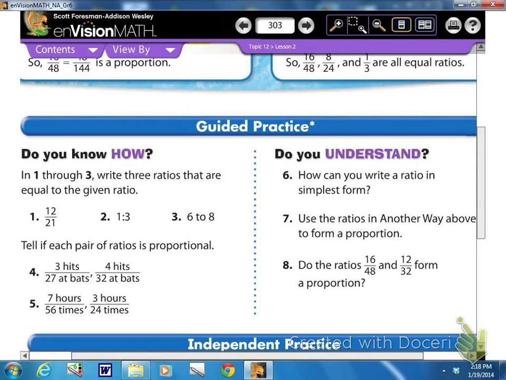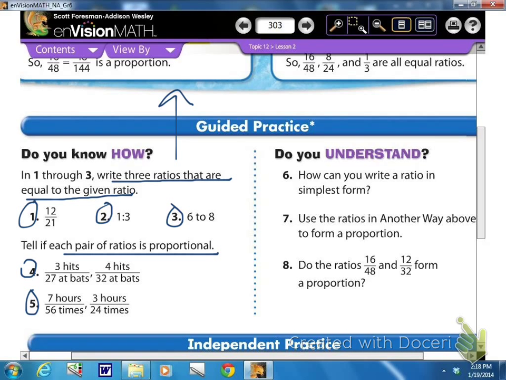All right, for homework, I'd like you to go ahead and make sure you did number 5 on 12-1 and do 1, 2, and 3. Write 3 ratios that are equal to the given ratio, kind of like the example above there. And then 4 and 5, tell if each pair of ratios is proportional. So you're going to go through the steps on page 302 to the left there, and bring it to class tomorrow with a question. See you then.